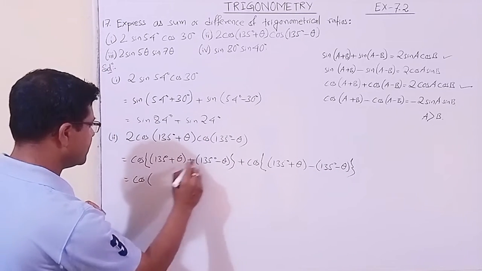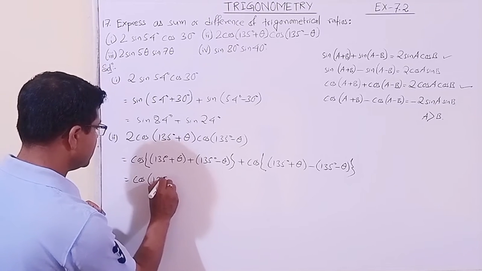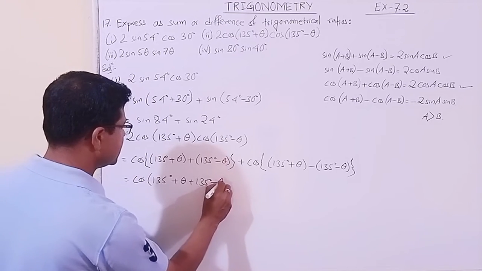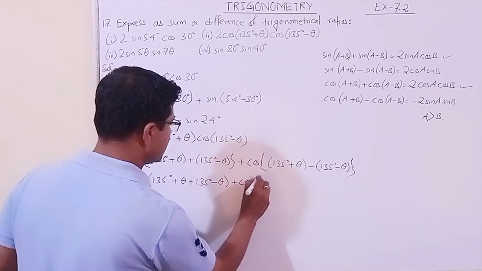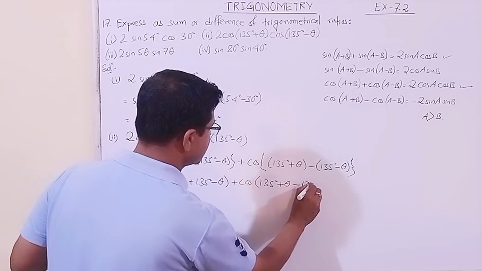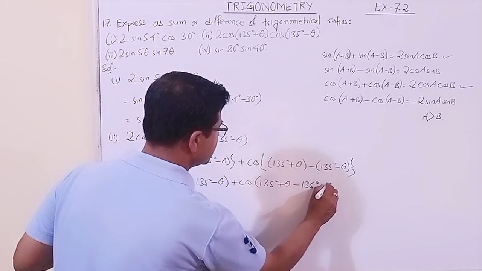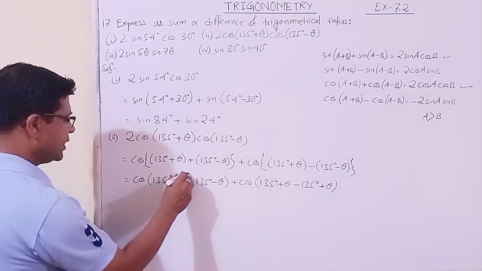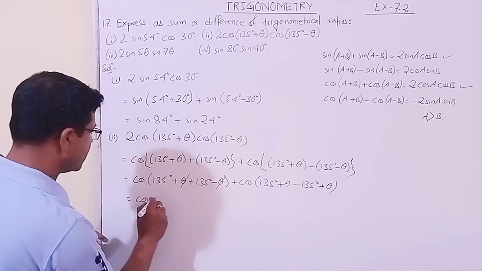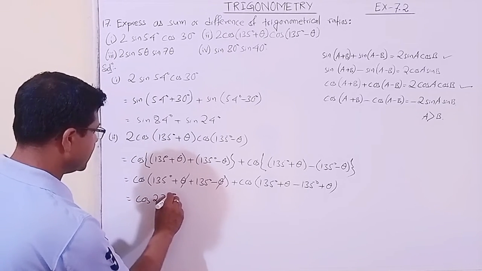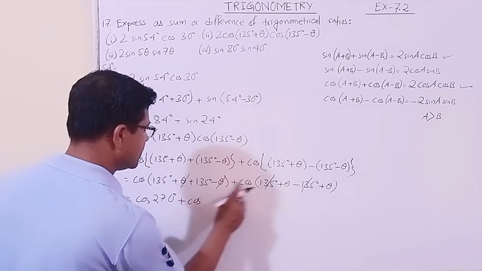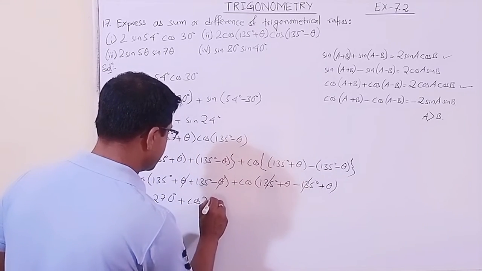This is cos of, let us remove the brackets, 135 plus theta plus 135 minus theta, then cos of 135 degree plus theta minus 135 degree plus theta. Here theta will get cancelled, so cos of 135 plus 135 is 270 degree, plus here the 135 will get cancelled. This is cos of theta plus theta, which is twice theta.